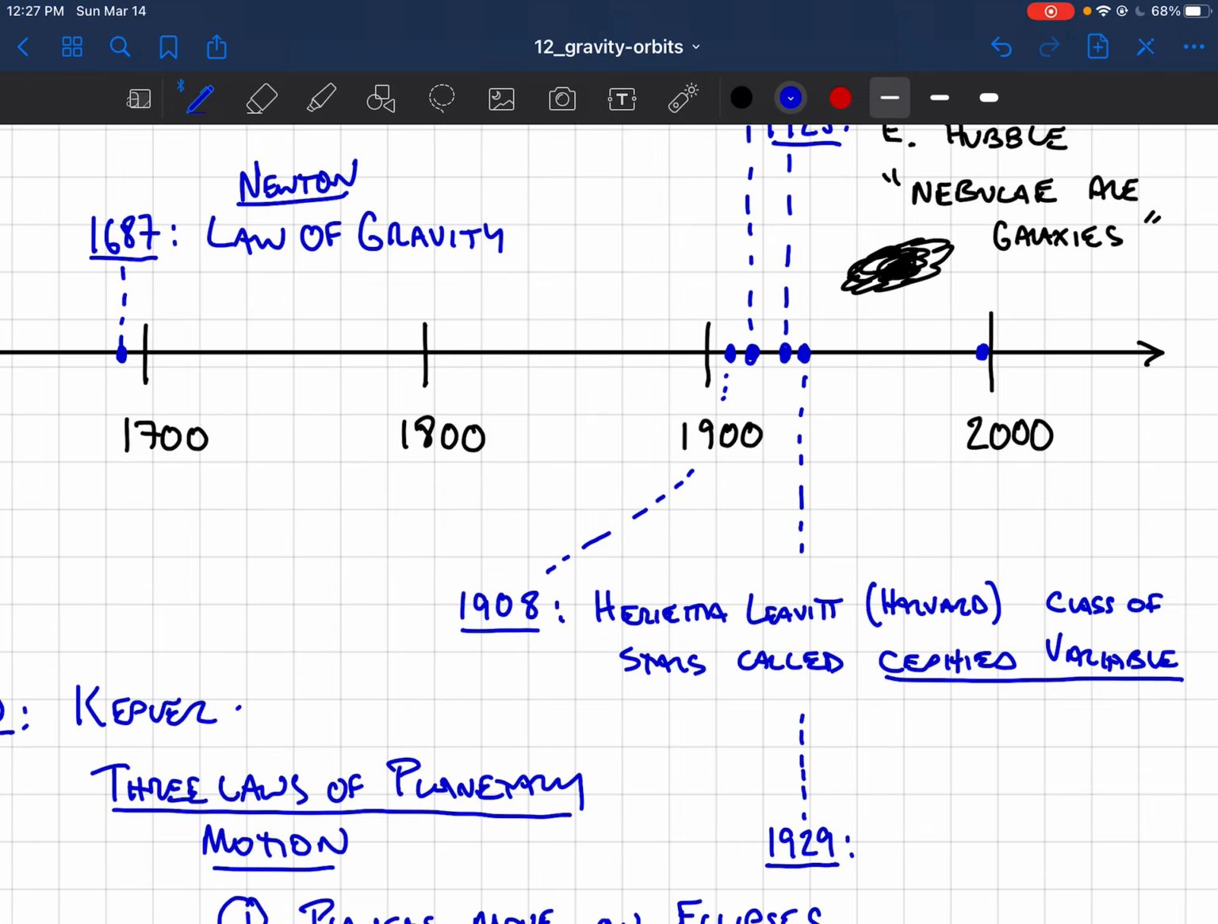A Cepheid variable, she found, is a variable star, meaning a star that changes its brightness over time, and the period. So if you were to look at the brightness over time, then the period of that brightness, so this is a little t, time, and this is a big T, period, is actually related to the absolute brightness of the star.